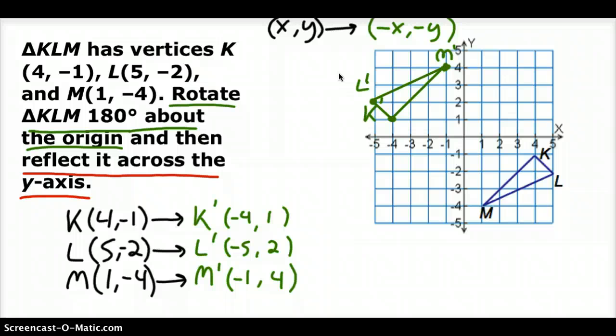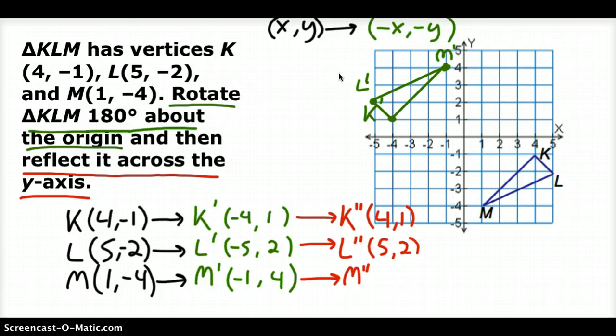Our first rigid motion, we can call it. Now the next part wants us to reflect it across the y-axis. When we reflect it across the y-axis, recall that all we're really doing is changing the value of x so that it's opposite of what it was before. Now we'll call this K double prime, L double prime, and M double prime. Our new coordinates are 4 and 1, then 5 and 2, and finally 1 and 4.